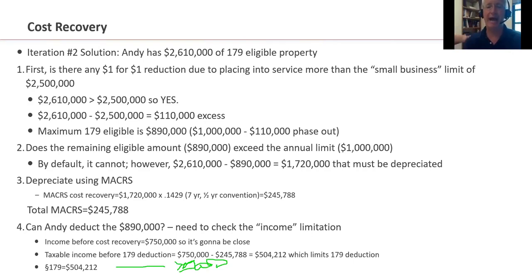So you can see that what happened is two of the limitations applied. The first is he blew through the $2.5 million, so we needed to phase out the Section 179 eligible amount. The second thing that happened is he blew through the income limitation. He had more than his taxable income could absorb. To deduct any more of that would have created a loss. So he was limited to $504,212. The rest of it gets carried forward.